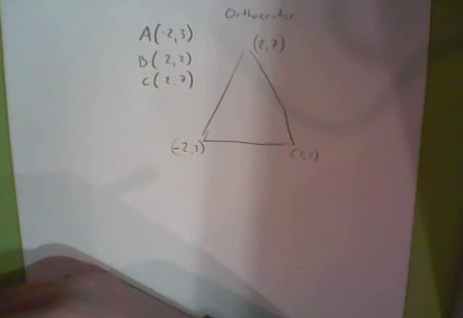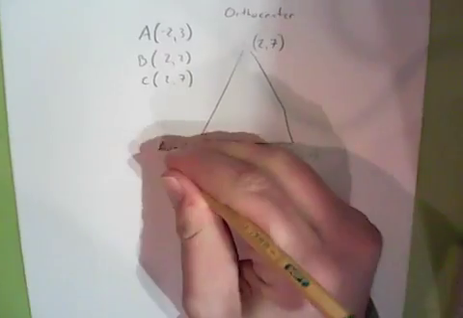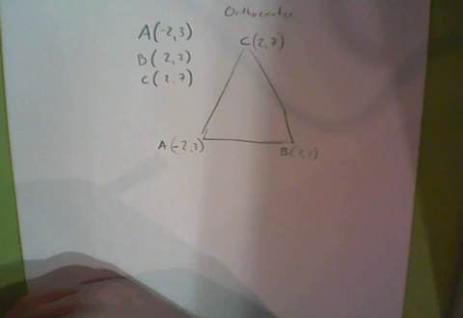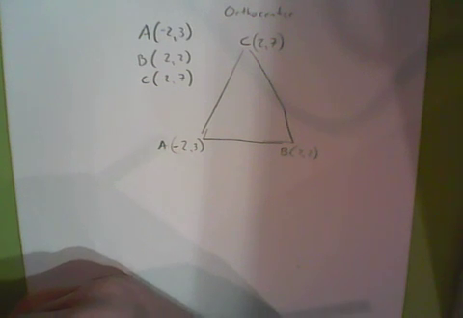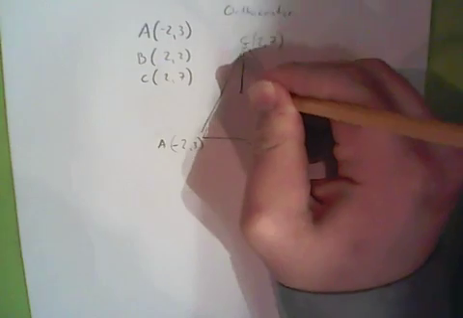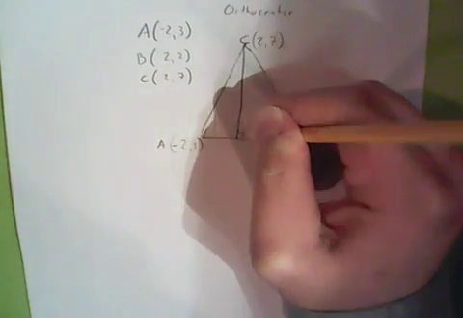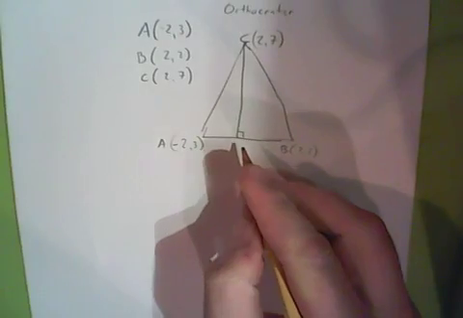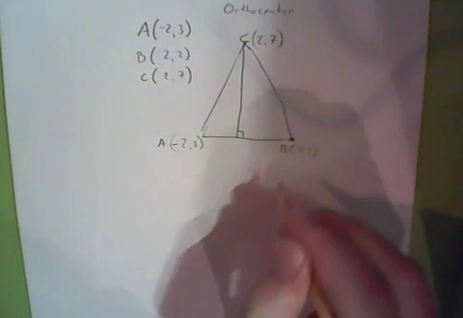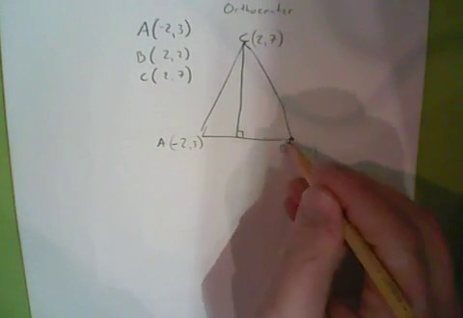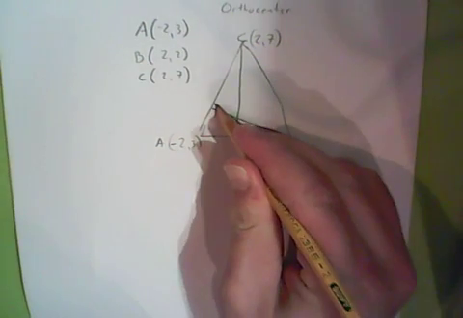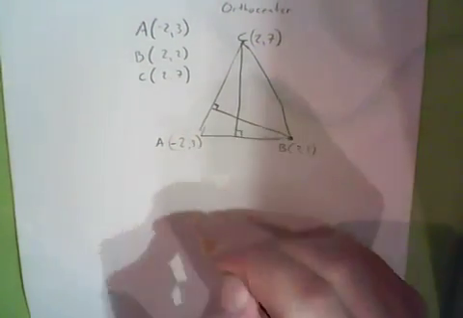Now remember, the orthocenter is going to go from one vertex to the opposite side, and it's going to be perpendicular to the opposite side. So my first one, I'm going to draw from C, and it's going to be perpendicular to that side. Now remember, the altitude does not necessarily go through the midpoint, and we'll clearly be able to see that from the one that we draw from B here. It's going to go like that, and it's going to be perpendicular to side AC.